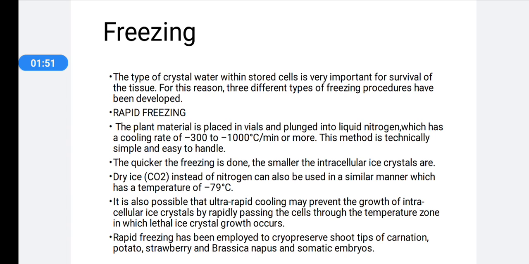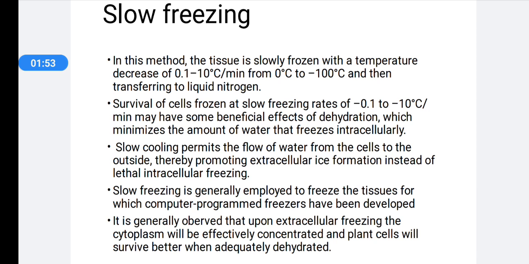embryos. The next method is slow freezing. As the name suggests, the tissue is slowly frozen with a temperature decrease of about 0.1 to 10 degrees Celsius per minute, or from 0 degrees Celsius to minus 100 degrees Celsius, and then we transfer them into liquid nitrogen.